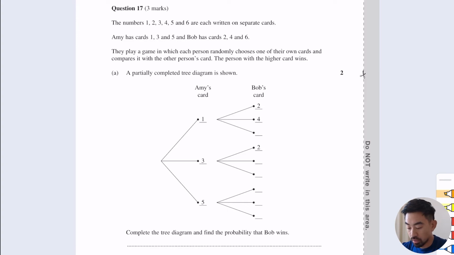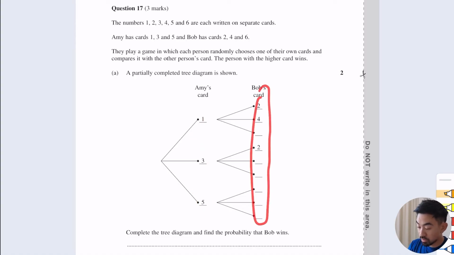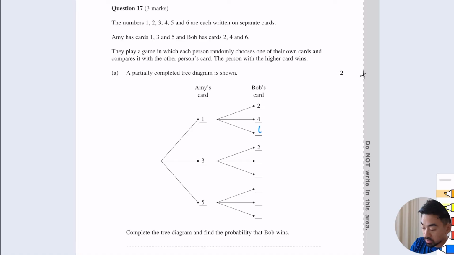Okay, question 17. The numbers 1, 2, 3, 4, 5, 6 are each written on separate cards. Amy has cards 1, 3, 5, Bob has cards 2, 4, 6. They play a game in which each person randomly chooses one of their own cards and compares it with the other person's card. The person with the higher card wins. A partial tree diagram is shown below. So here we've got all of Amy's choices, 1, 3, 5, and here are all of Bob's cards. So Bob has 2, 4, 6, 2, 4, 6, 2, 4, 6. And we want to complete the tree diagram and find the probability that Bob wins.